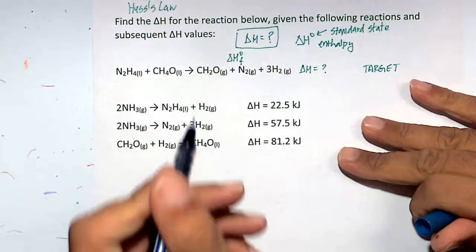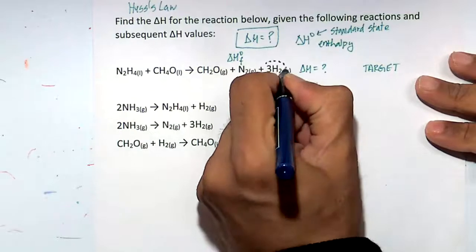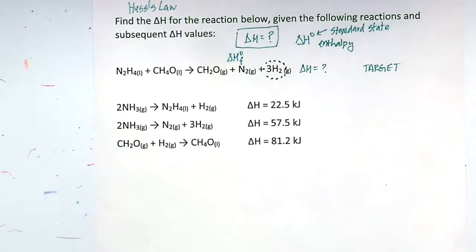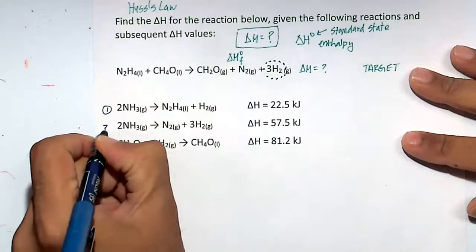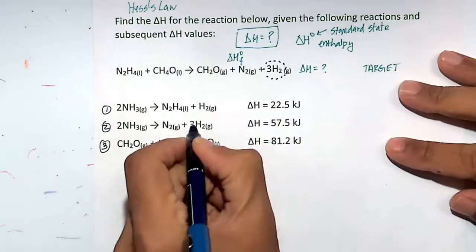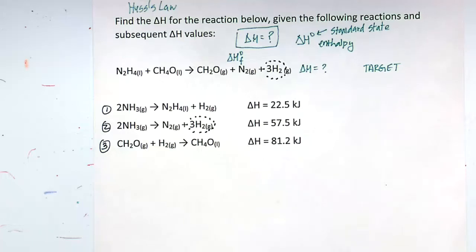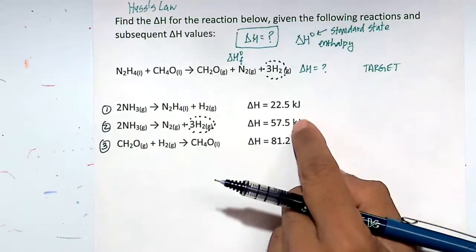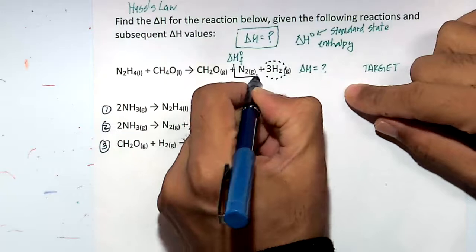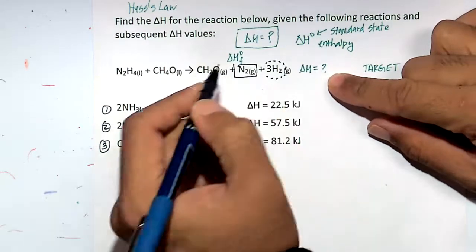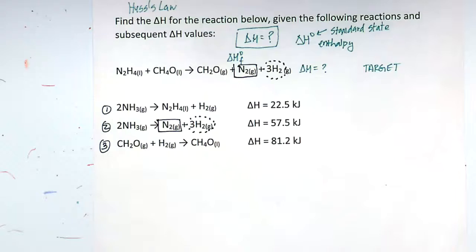So here's our target. Notice that we have 3H2 on the product side of this equation. And let's call these reactions that we do know the enthalpy of 1, 2, and 3. I got 3H2 in my target. Here, reaction 2, I got 3H2 on the product side. So I'm not going to do anything with reaction 2. Why? Because 3H2 is on the product side. And look here, N2 in my target, that I want to capture the enthalpy of, is also on the product side in reaction 2. So I'm going to leave reaction 2 as is.